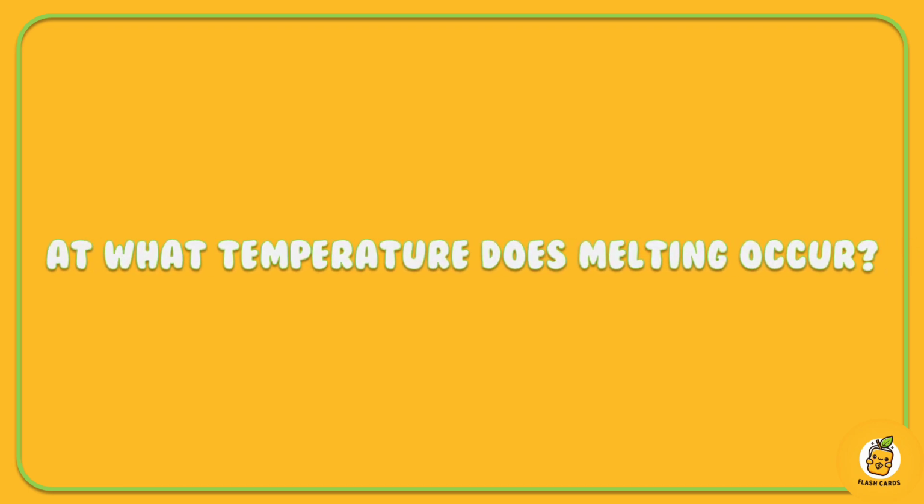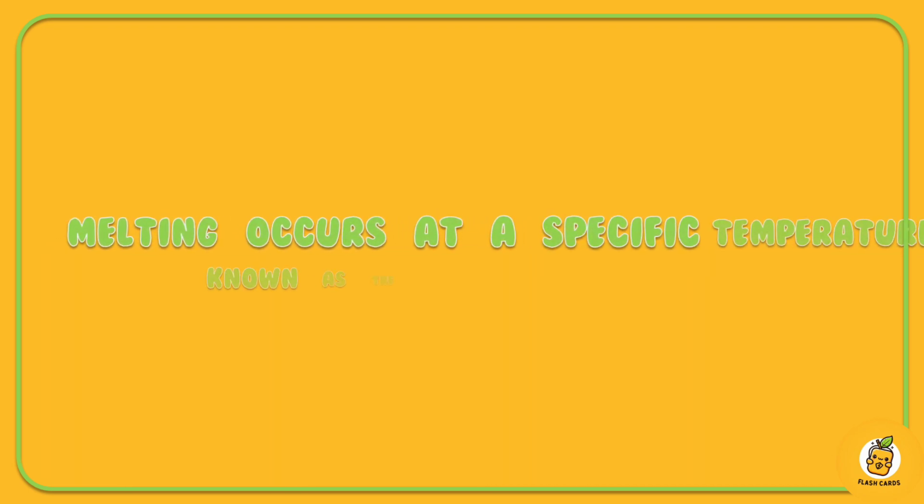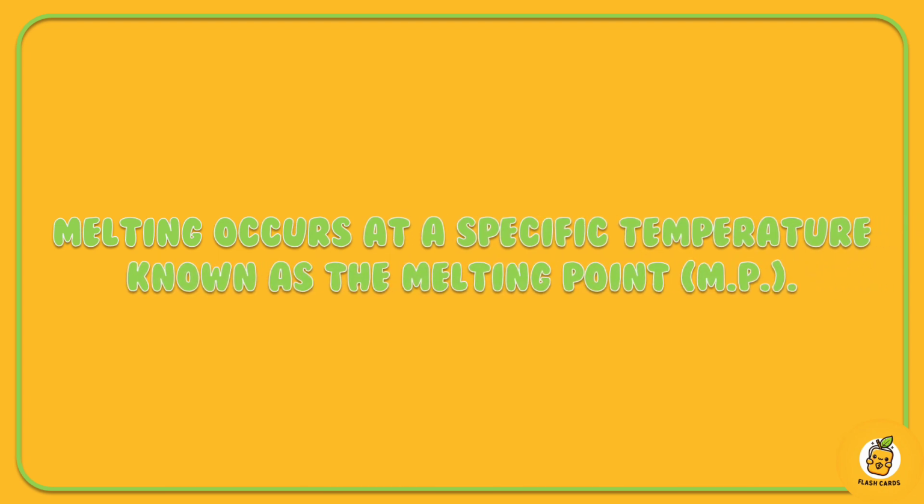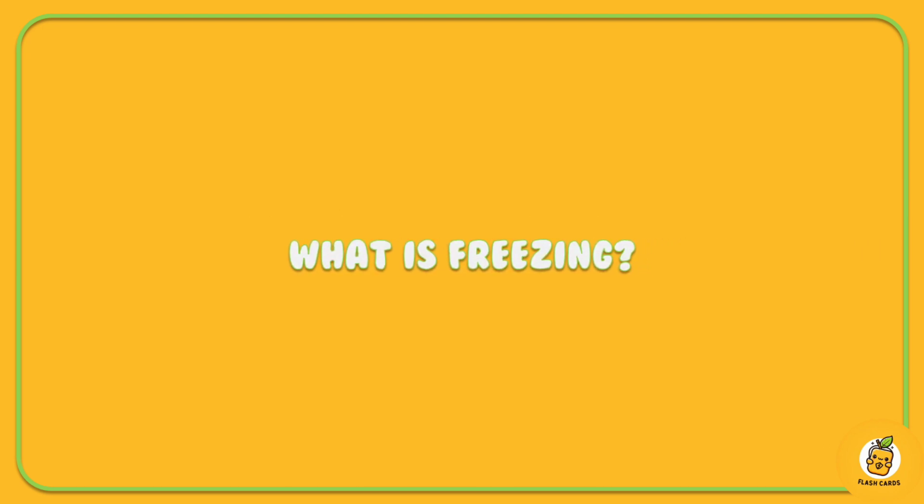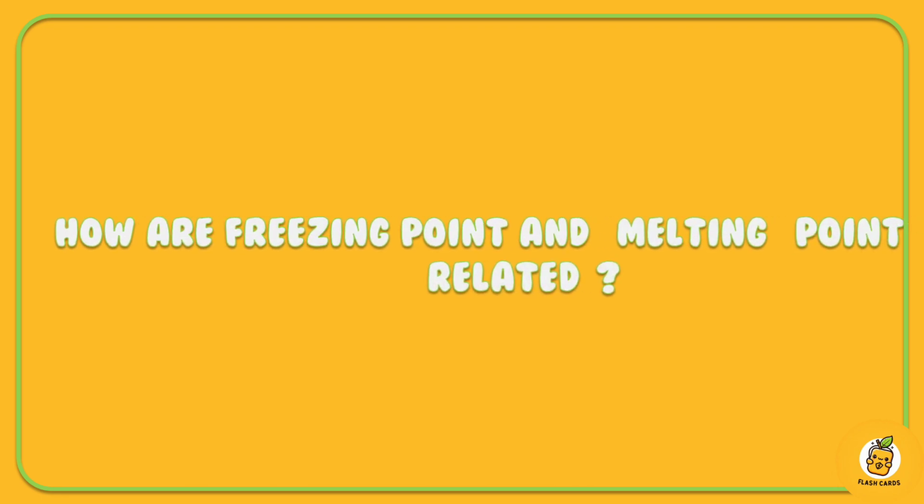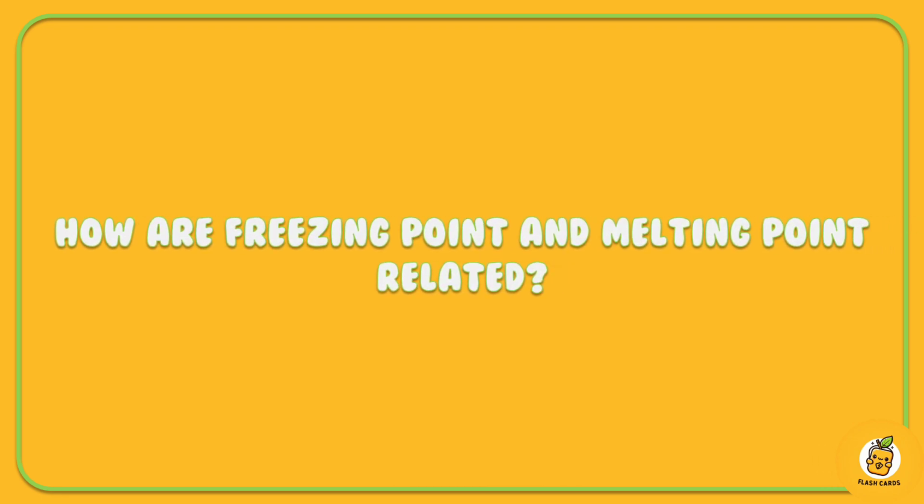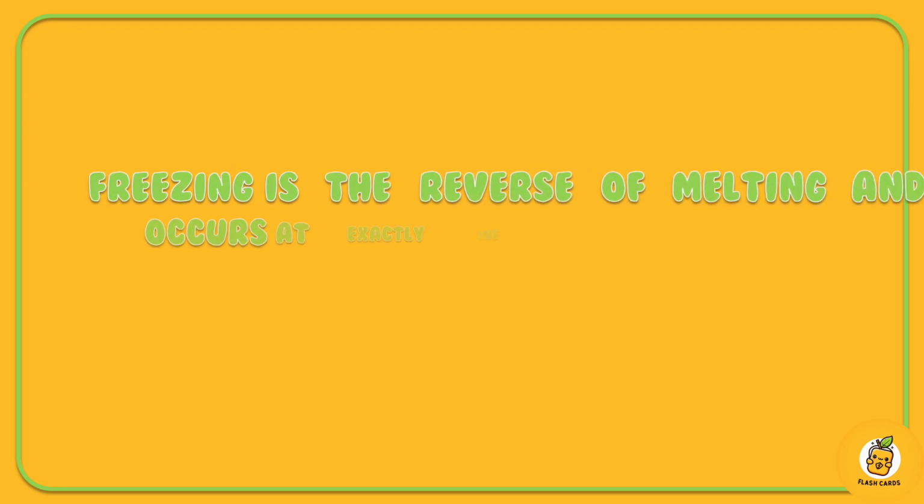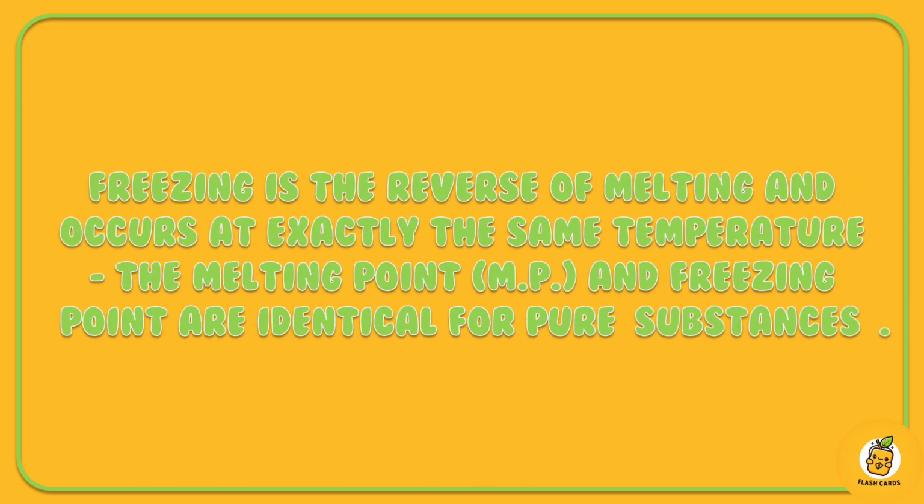At what temperature does melting occur? Melting occurs at a specific temperature known as the melting point. What is freezing? Freezing is when a liquid changes into a solid. How are freezing point and melting point related? Freezing is the reverse of melting and occurs at exactly the same temperature. The melting point and freezing point are identical for pure substances.